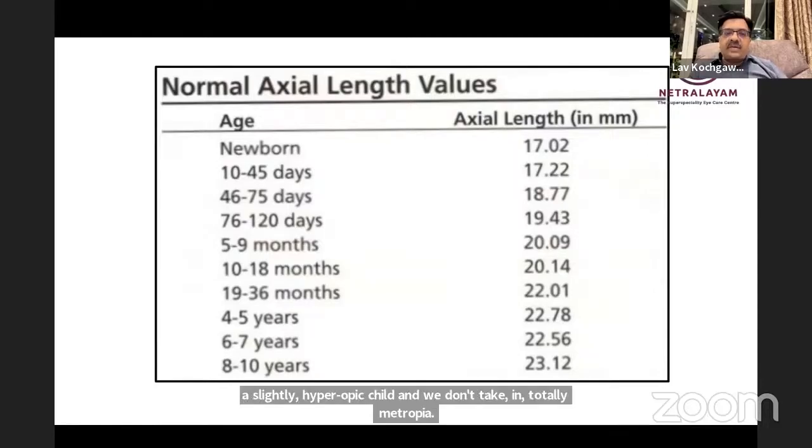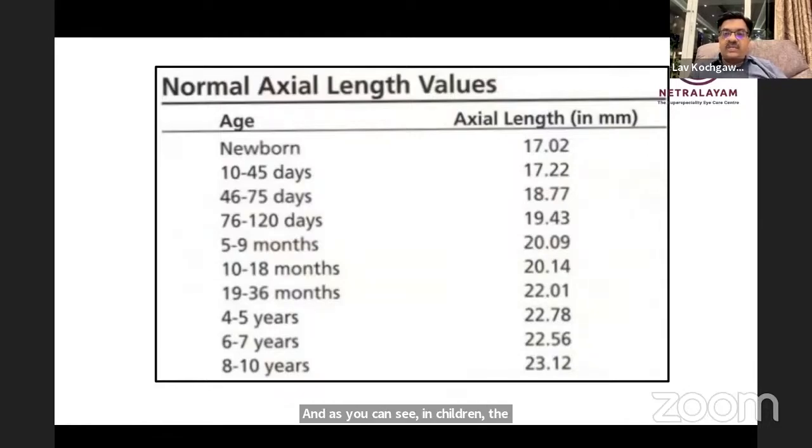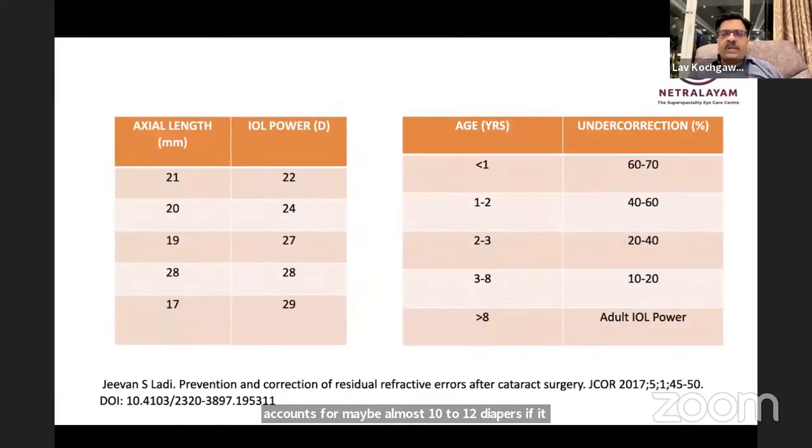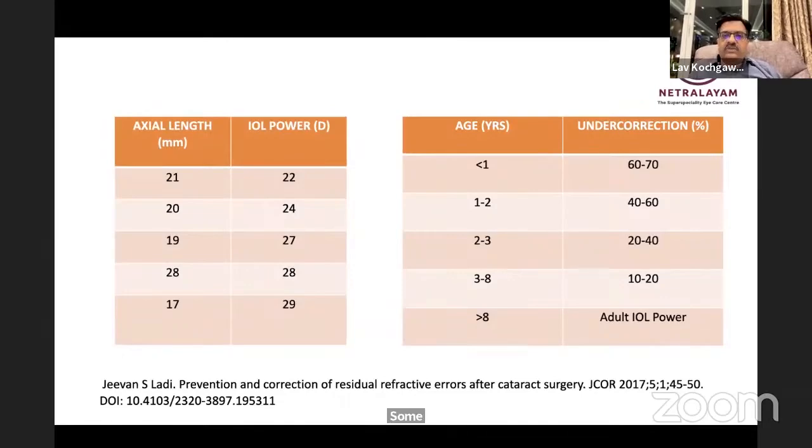As you can see, in children the axial length in the first 10 years changes from 17 millimeters to 23 millimeters in normal children. That accounts for maybe almost 10 to 12 diopters, if it doesn't correspond with keratometry changes also. Some crude methods are used for IOL power calculation, which I would say should be avoided, because just with axial length alone, in present days, it may not be acceptable.